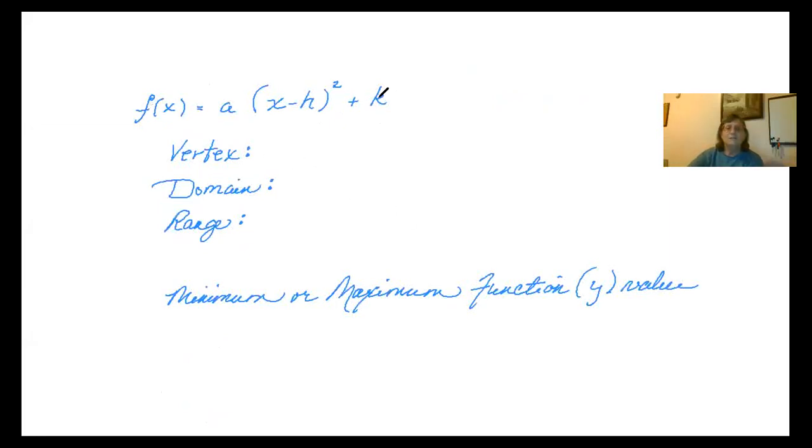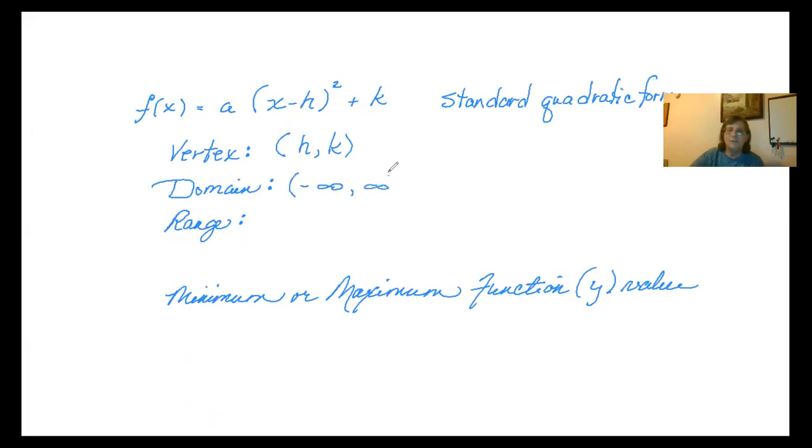So for any quadratic equation written in this form, sometimes called standard quadratic form, it actually has different names depending on which textbook you're using. So you need to pay attention to your book. But the vertex, if it's written in this form, is always going to be (h, k). Change the first sign, keep the second. The domain for a quadratic is always negative infinity to infinity.